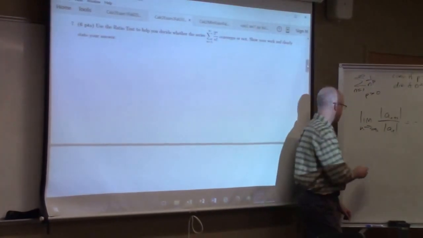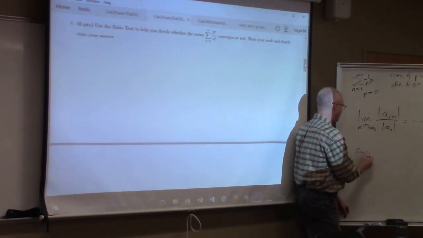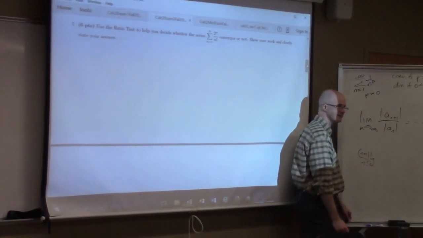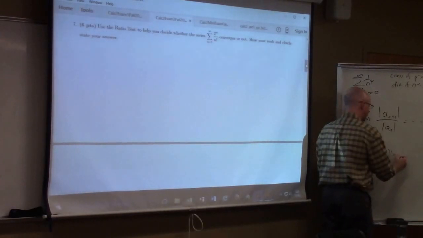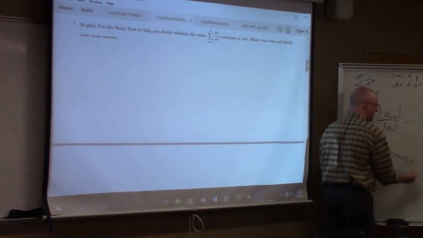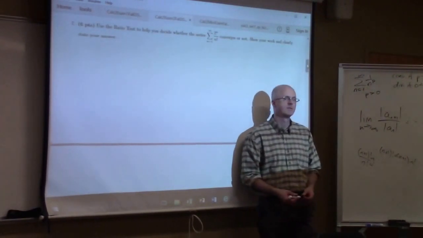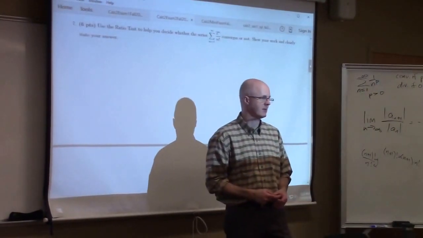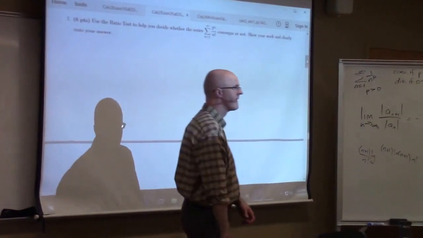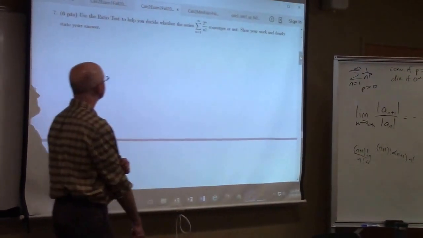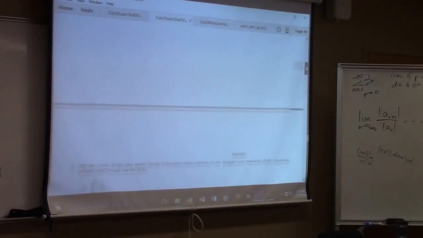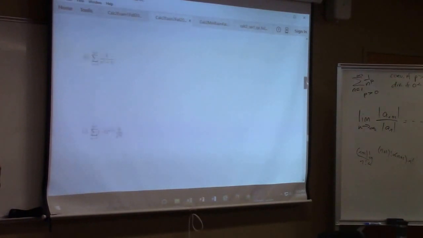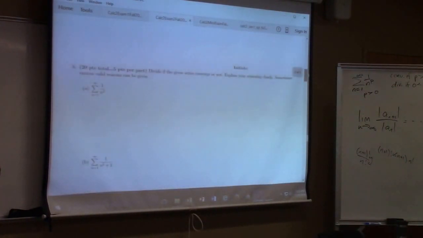You'll need to use the fact that, for example, n plus 1 factorial divided by n factorial, or maybe it's the other way around, simplifies, because n plus 1 factorial is the same as n plus 1 times n factorial, and we're going to cancel the n factorials. In this one, you will get a limit less than 1. You will get convergence. Okay? You should check that. Take the time to check that.